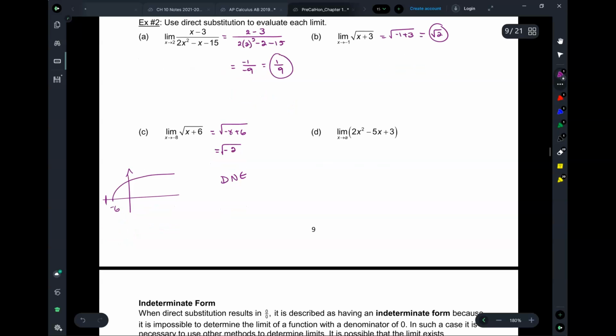Here, the limit of this as x approaches a, well, same thing. Just plug the a into the x's. So 2a squared minus 5a plus 3. It could be in terms of a variable. It's okay. Numbers are overrated.